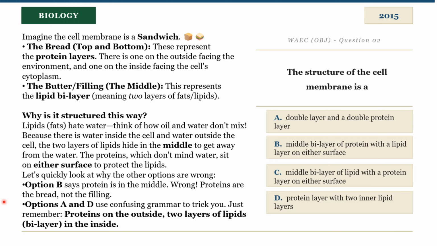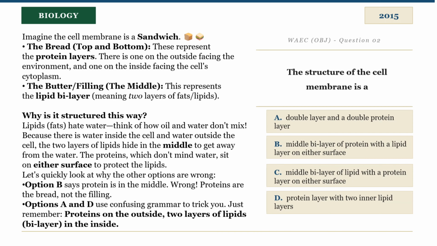And then option C says middle bilayer of lipid with a protein layer on either surface. Now that is the correct answer, because in the middle there is a bilayer of lipid. That means two layers of lipid with protein on the top and bottom surface. And then this says protein layer with two inner lipid layers. See, that is still wrong. Isn't that to confuse us? It didn't specify the protein layer, and says inner, don't specify middle.